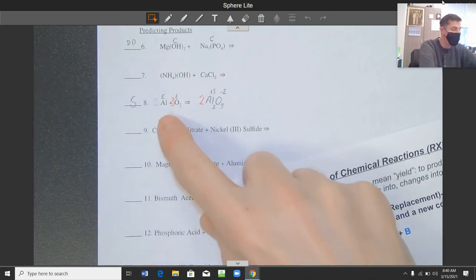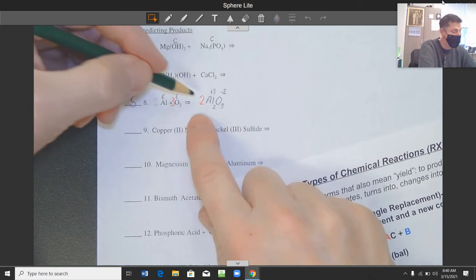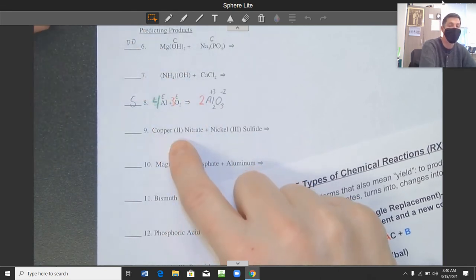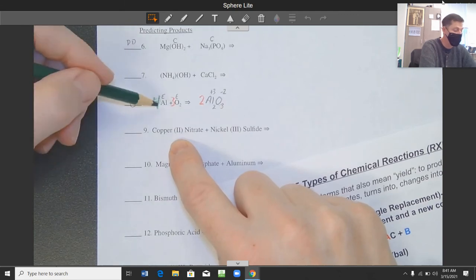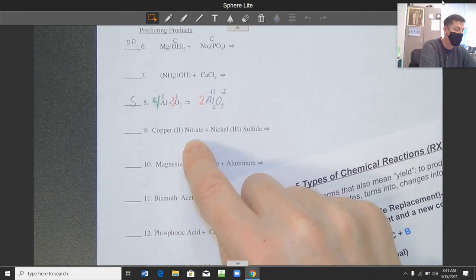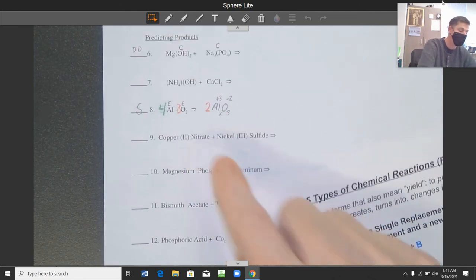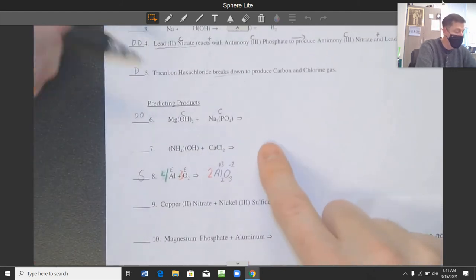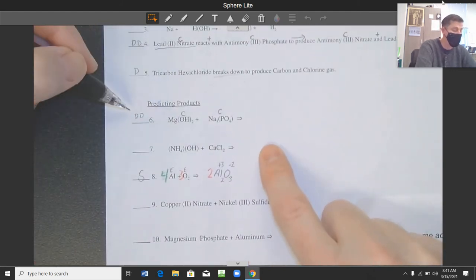You're right, Henry. That's why I didn't put that very dark. Because now 2 times 2 is 4. So I actually need a 4 in front of that. Because now I've got 4 aluminums here to match the 4 aluminums there. So now I've balanced that. Yes, Gertrude, I'll go back on this one. Okay, so if we got this, we say it's double displacement.